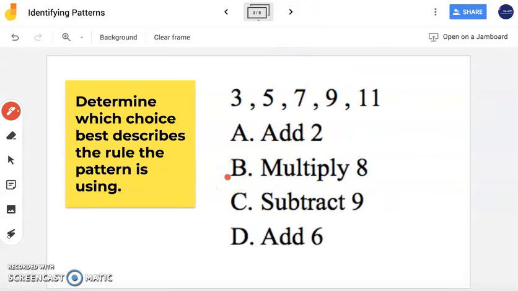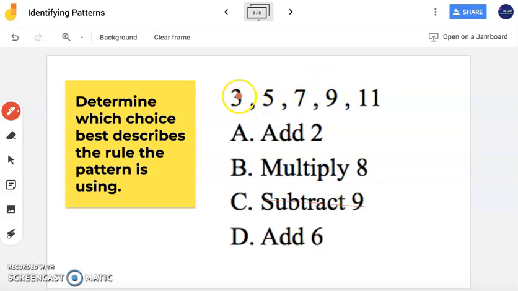Here we have the same exact directions. Our pattern here is 3, 5, 7, 9, 11. Right away I notice the values are increasing, so either multiplication or addition are my only options here. So subtract 9 cannot be an option because none of my values are decreasing, they are increasing.